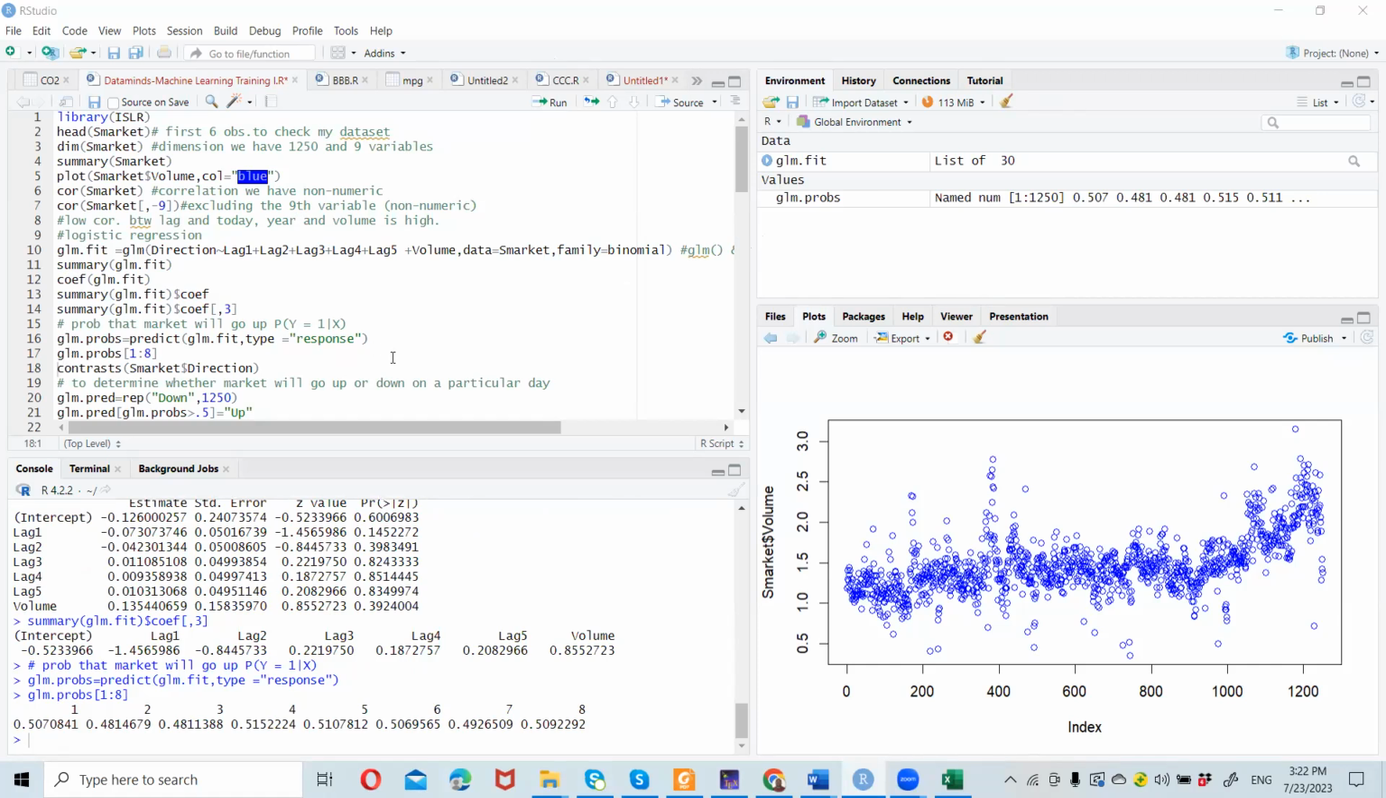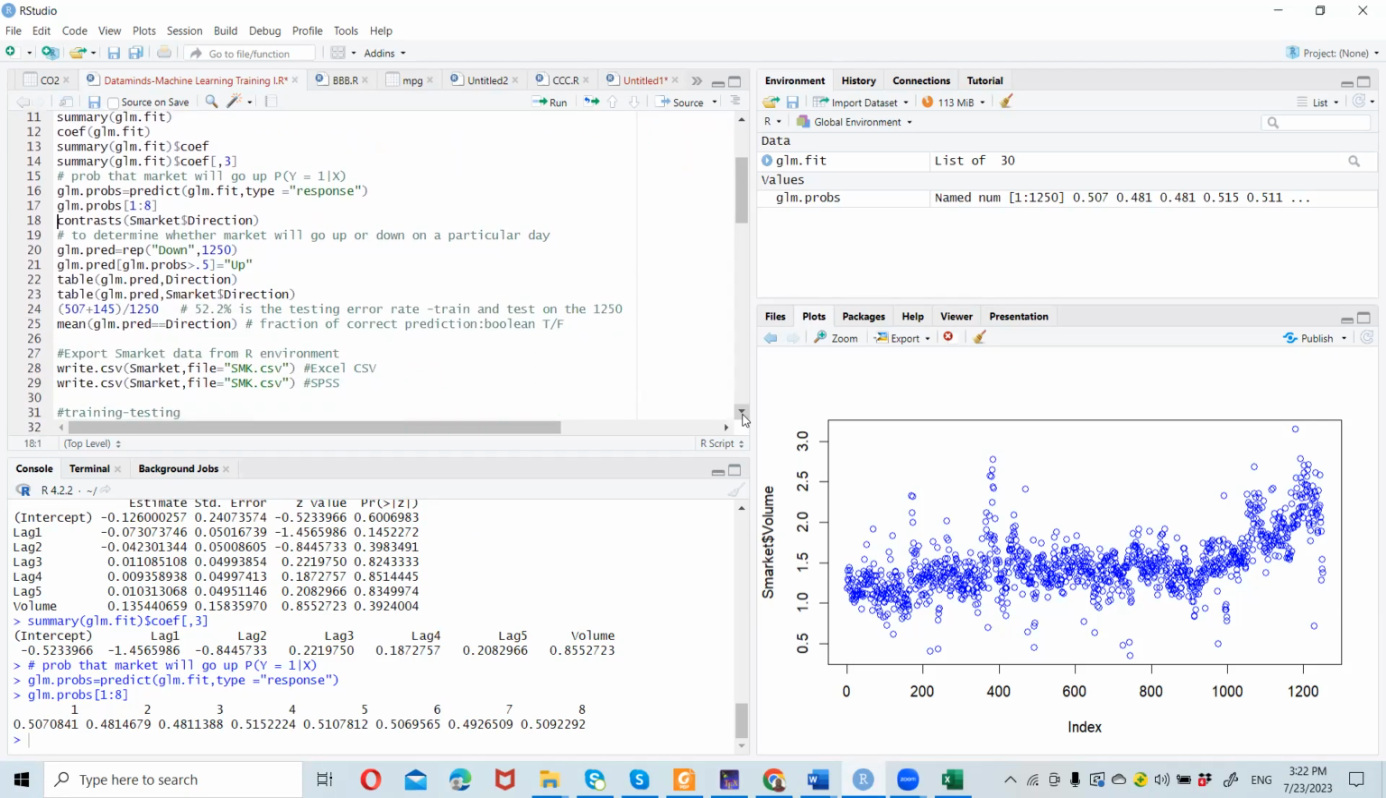Okay. Now, if you look at that result, this will produce 1,250 probabilities for each day. But we are interested in only the first 8. You can say, okay, 1 to 100, but this produces the first 8 probabilities. So I did only on day 1, the probability of the stock market going up on day 1 is 0.5079. The following day, 0.481, like that. So that is what that gives us.